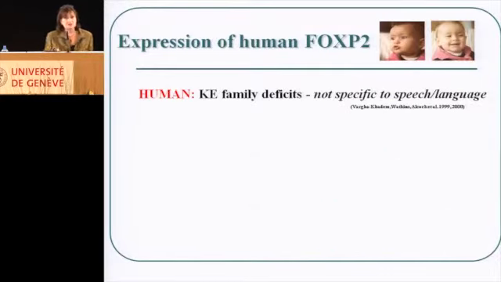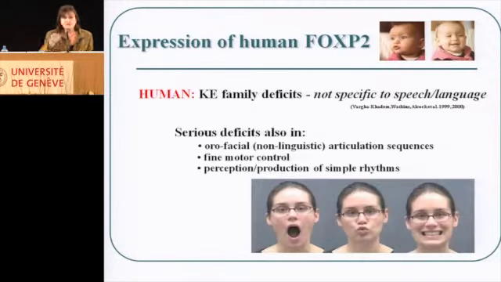Then the researchers went back to the human case and found that actually in the KE family, the impairments were not limited to speech and language. In fact, there were many other deficits. So one was just making oral facial movements, nothing to do directly with language. I don't know if I can do this, but if I go, just copying that sequence was very easy for the normal 2- and 3-year-old and very difficult even for adolescents and adults with this FOXP2 mutation.